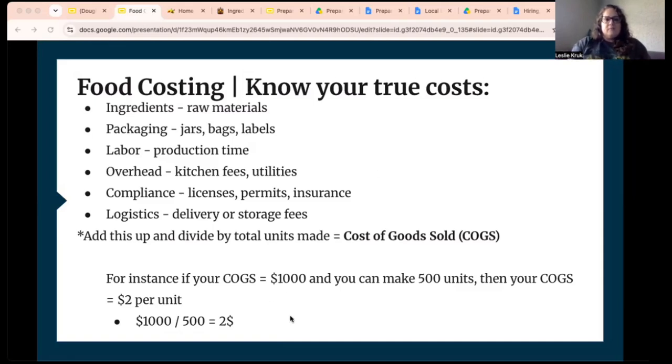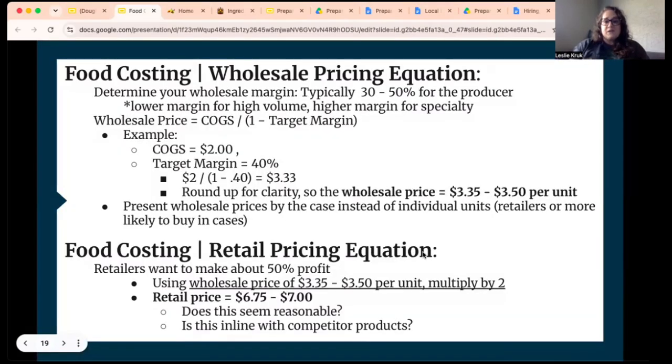So maybe it takes you $1,000 to make one large recipe, but at the end of it, I make 500 units. This means $1,000 divided by 500 units, it's $2 per unit. So $2 is your COGS to make these recipes, which you can then take to figure out wholesale pricing and retail pricing.